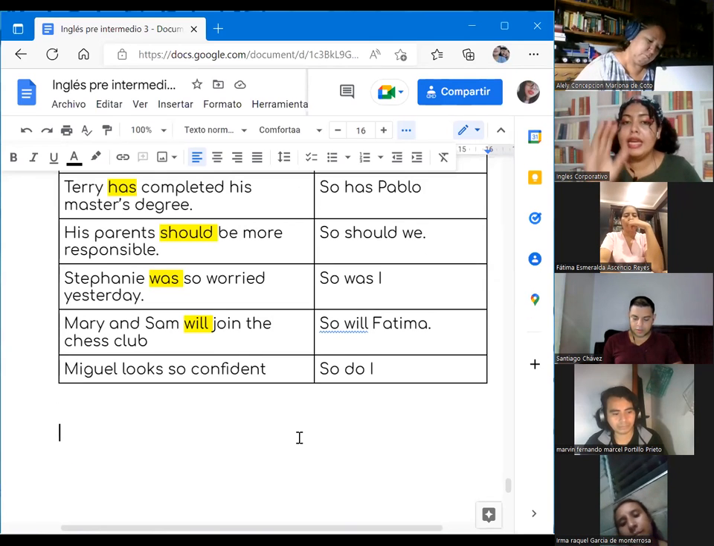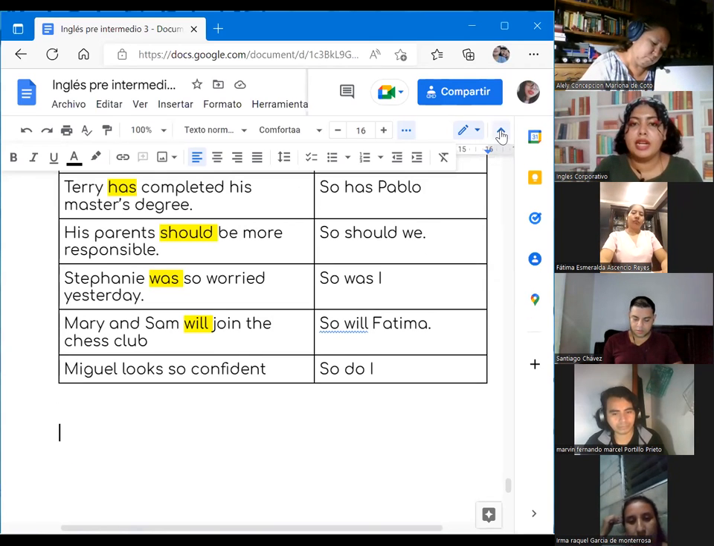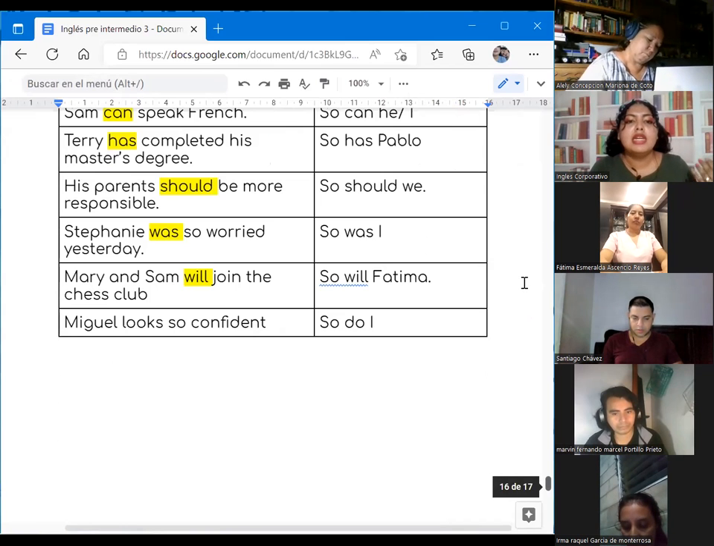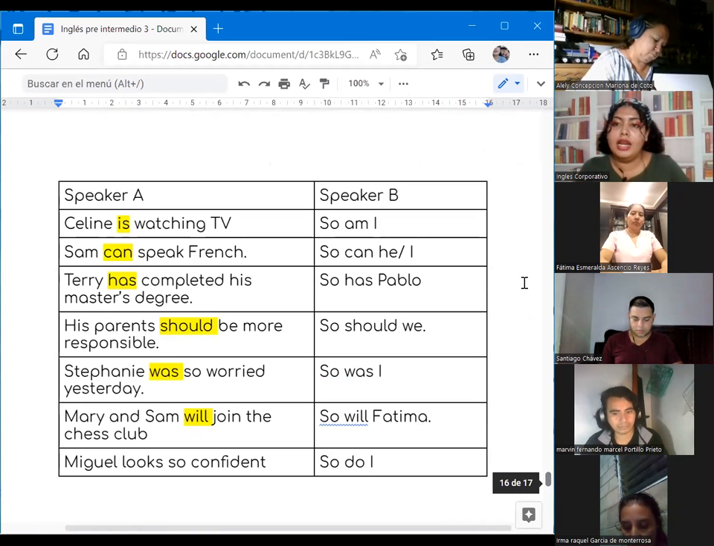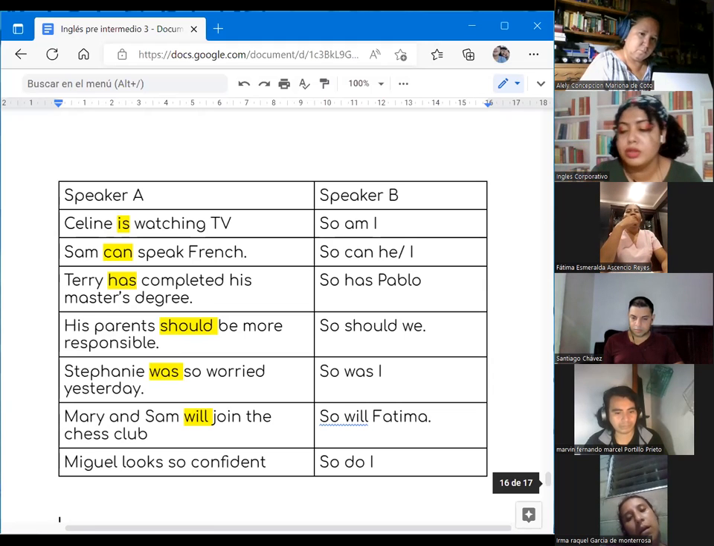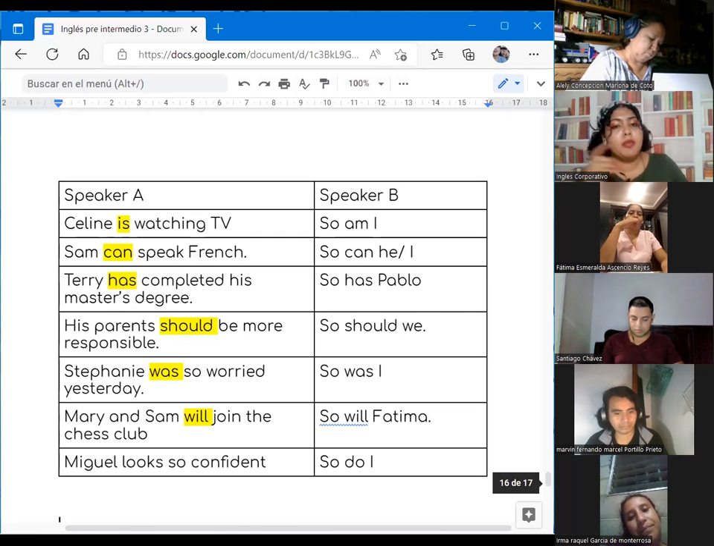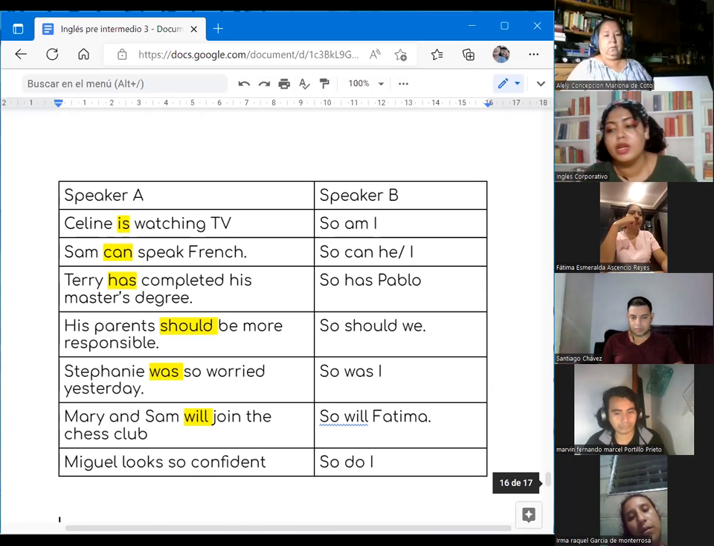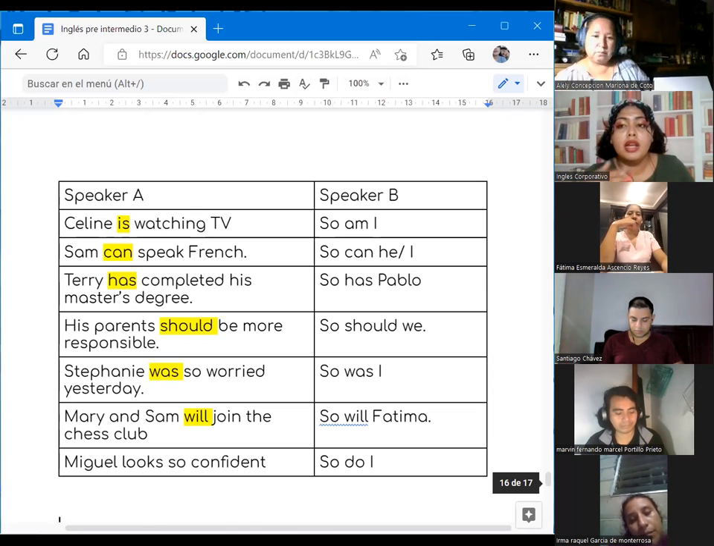Okay. Ahí ya tenemos cómo vamos a hacer nuestras respuestas. Ya sabemos que vamos a ir siguiendo la misma línea de la estructura de la frase que nos está diciendo la persona A. Vamos a identificar los auxiliares, los verbos y cosas así para responder. En nuestra respuesta no siempre vamos a ser nosotros los protagonistas. Podemos incluir a otras personas o incluso we, they, and all of those things.